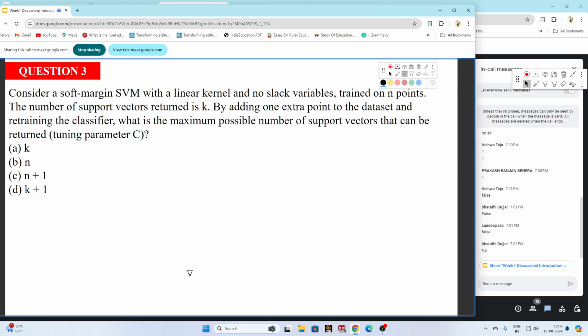So let me move on to the next question. Consider a soft margin SVM with a linear kernel and no slack variables trained on n points. The number of support vectors returned is k. By adding one extra point to the data set and retraining the classifier, what is the maximum possible number of support vectors that can be returned? Tuning parameter C. Any guesses? Yeah, D, k plus 1.